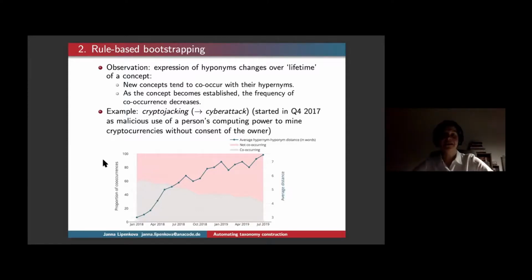And the line here shows the average distance between the hyperonym and the hyponym in words. And you can see that again over time, the average distance is quite small at the beginning, but then over time it increases because the context window just gets bigger, and the association between the two concepts in the text is much looser.